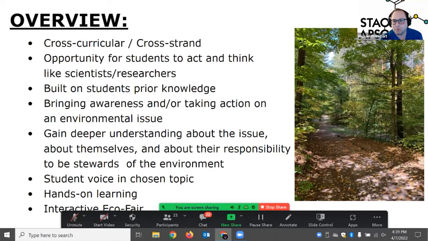We're building on students' prior knowledge. We're looking at taking action on a certain type of environmental issue, gaining some deeper understanding about the issue, about themselves and about the responsibility of being stewards of the environment. Student voice is important in this kind of project because they get to choose their own topic. Hands-on learning is important, and a possible extension of something like this could be some type of interactive eco-fair.